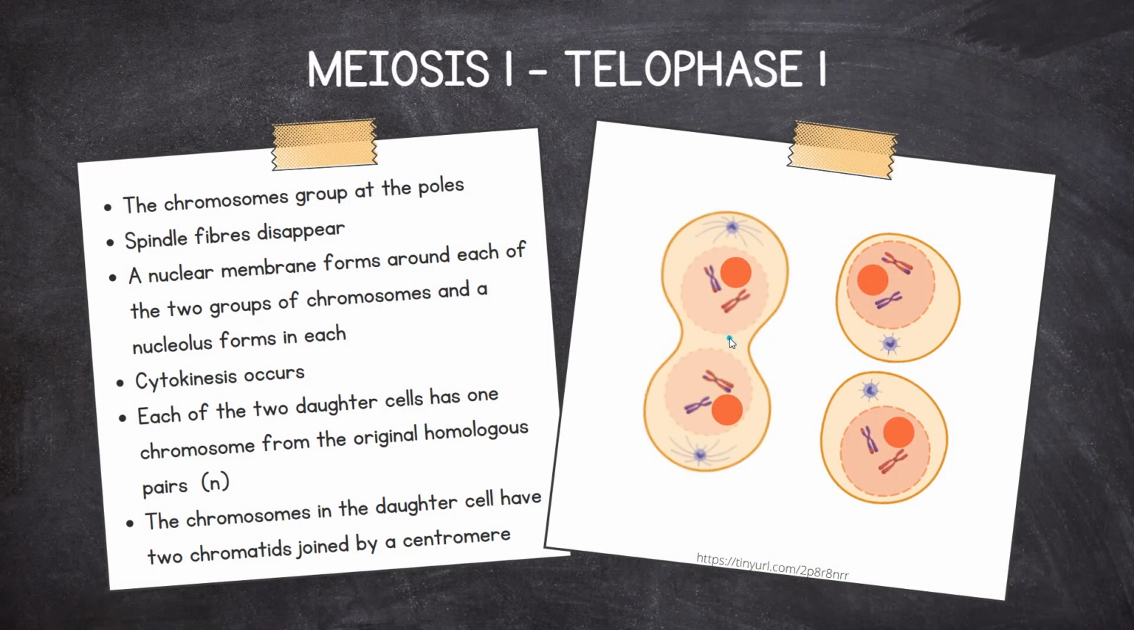A nuclear membrane forms around each of the 2 groups of chromosomes, and a nucleolus forms in each. So there you can see you have your nuclear membrane that formed and your nucleolus. Okay. Then cytokinesis occurs, and each of the 2 daughter cells has 1 chromosome from the original homologous pair. Okay. So remember we started with 2 homologous pairs, and now we have 2 separate chromosomes from each of those pairs. So we had 4 chromosomes in the original one, and now we have 2 in this one.